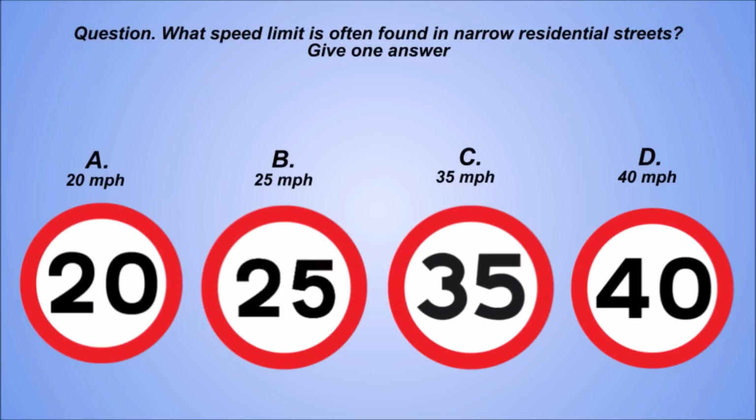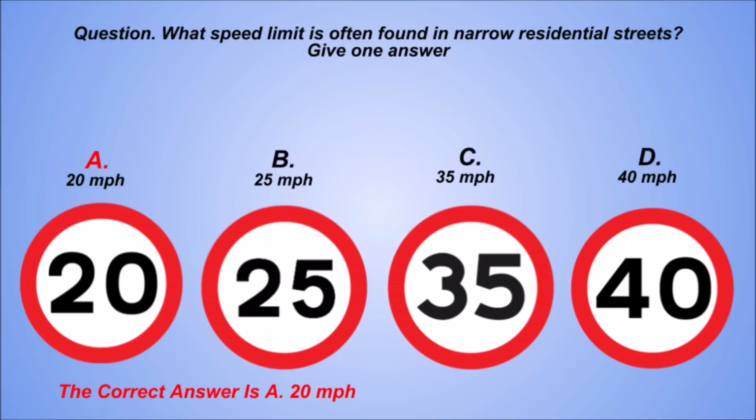Question. What speed limit is often found in narrow residential streets? Give one answer. A. 20 miles per hour. B. 25 miles per hour. C. 35 miles per hour. D. 40 miles per hour.